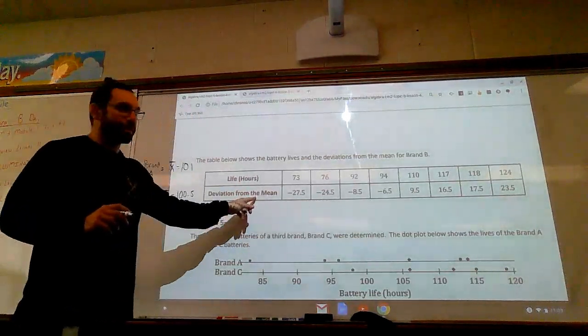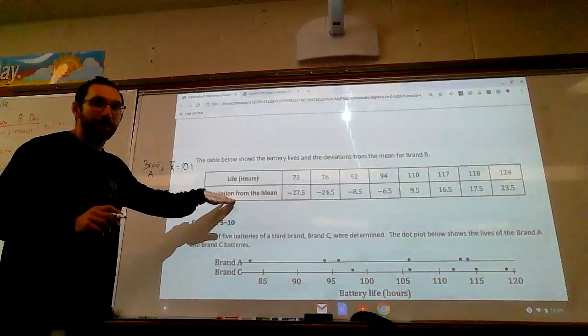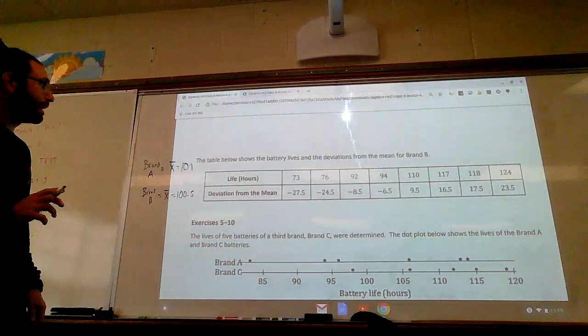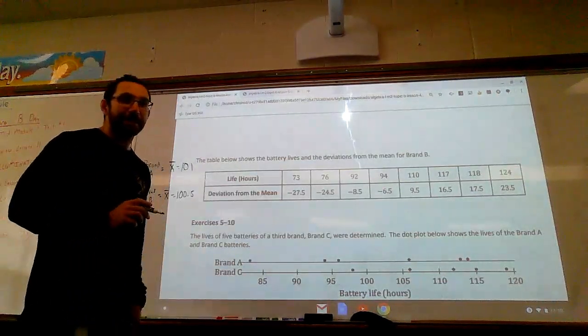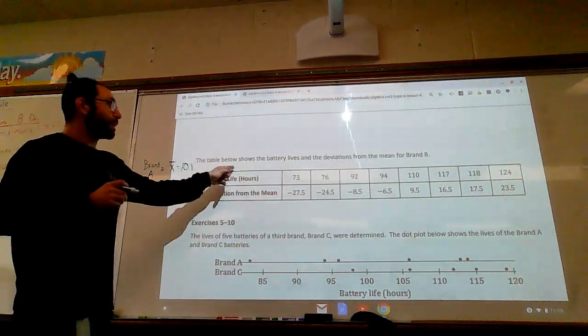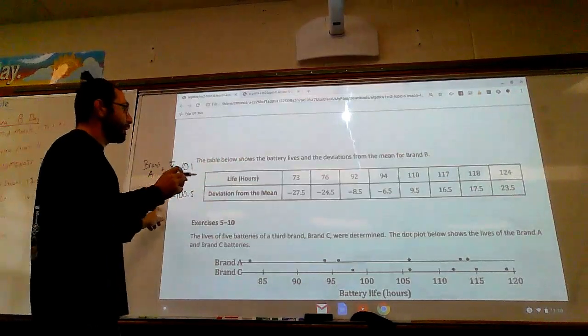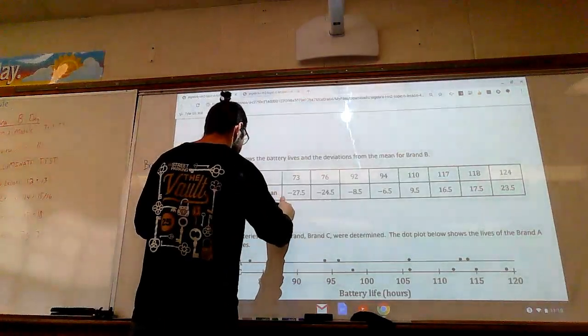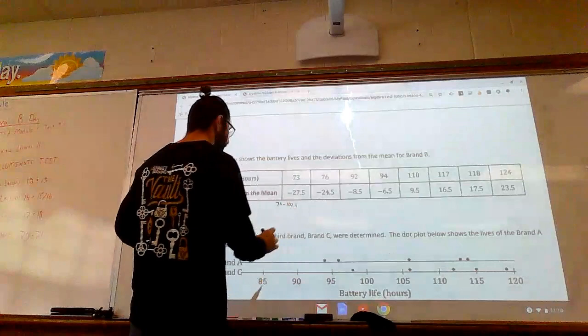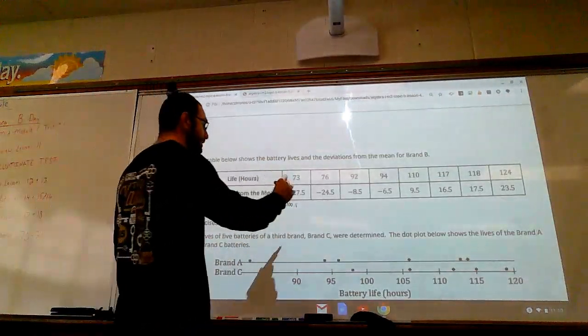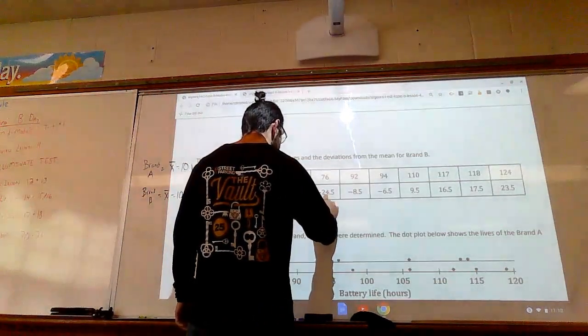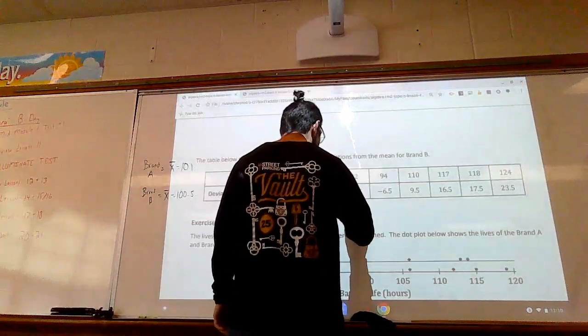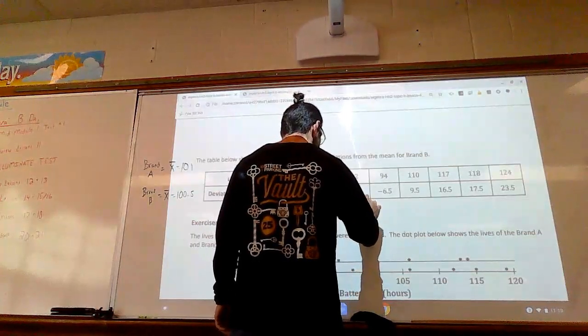So deviation from the mean. This is the most important thing of this lesson. How are we getting negative 27.5? Well, we're talking about brand B. So I'm taking 73 minus 105 tenths. I'm taking 76 minus 105 tenths. I'm taking 92 minus 105 tenths.